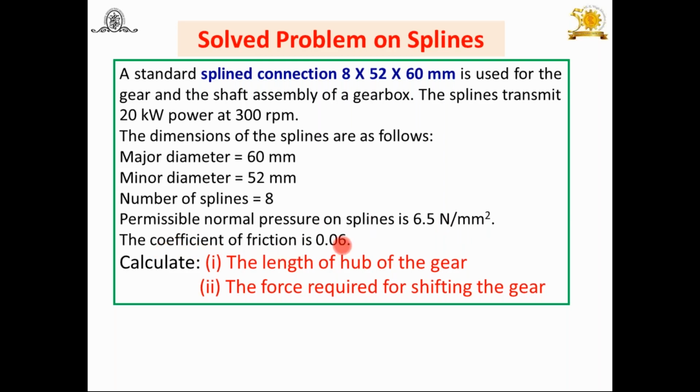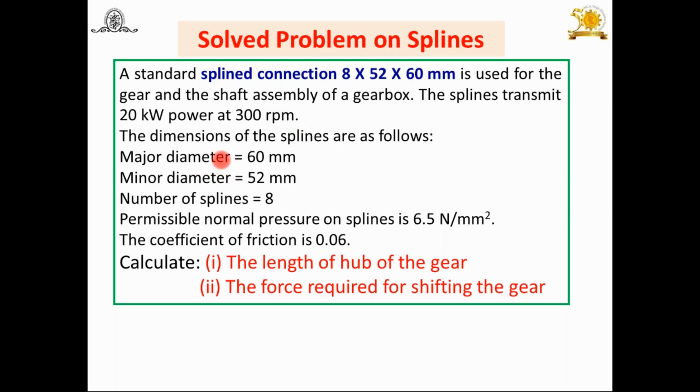And the coefficient of friction between the hub and the spline is also given, 0.06. Calculate the length of the hub of the gear and the force required for shifting the gear. So what we have to do is read the problem statement carefully. The spline transmits power. Power is given, RPM is given. From power and RPM, we can easily find out the torque transmitted. Power is equal to 2 pi N MT upon 60. So you will get MT, that is the torque transmitted by the splines or connection.